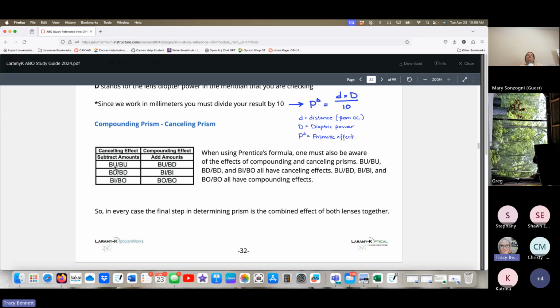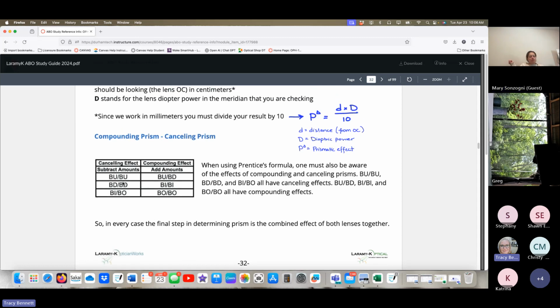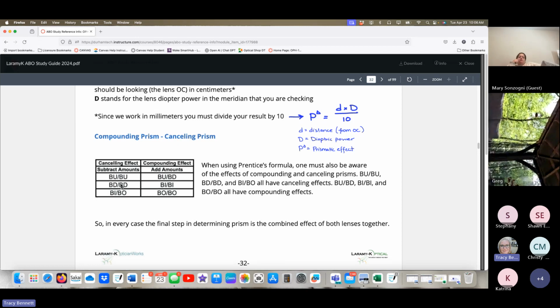But when you're dealing with prism, you've got directions like base up and base down and base in and base out. Base up and down are always in the vertical meridian, so power in the 90, always. And anytime you're dealing with horizontal prism, or base in and base out, you're dealing with power at the 180. So whenever you need to use Prentice's rule to plug in the dioptric power, you have to make sure that you think, what kind of prism am I dealing with?